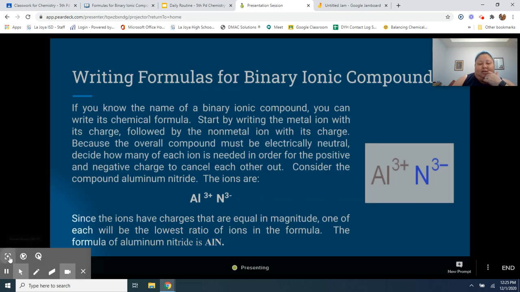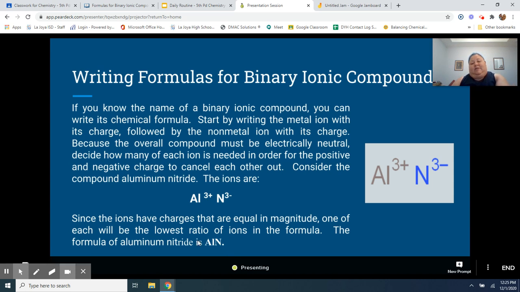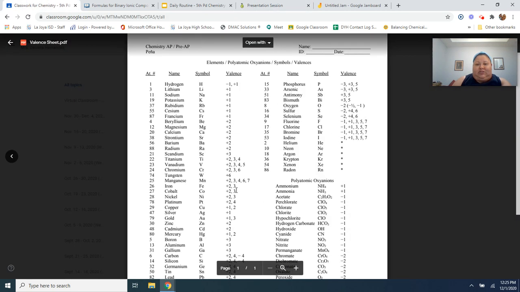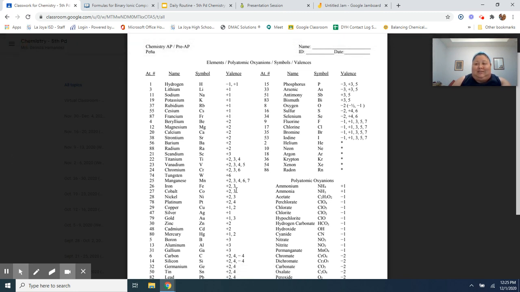Okay? AlN. And remember, nitride is not going to be on this list. You can look all you want, but you will never find nitride on here. Remember, nitride does not exist. We changed the ending to IDE. What was the original ending? Nitrogen.